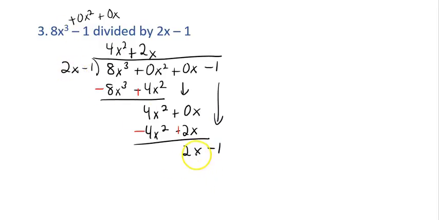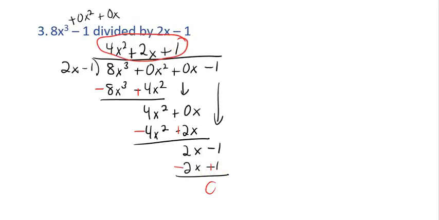Now, when you say, what do you multiply by 2x to get 2x, that's just 1. It is just 1, not 0. So multiply by 1, I should get 2x minus 1. Change my signs. When I add down, I get a remainder of 0, and what's left on top is my answer.